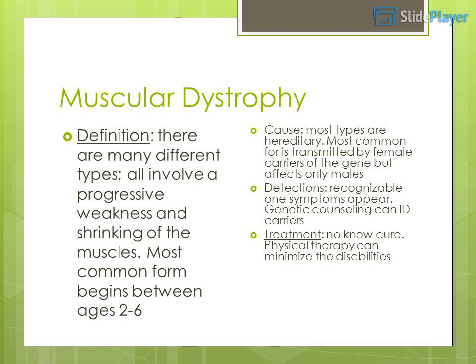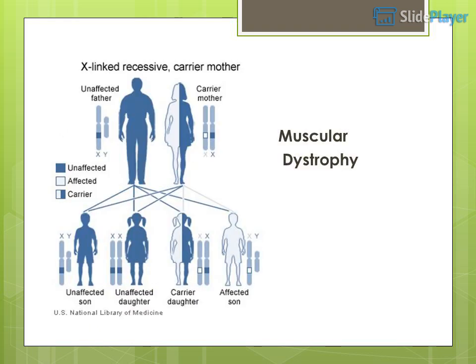Detections: recognizable once symptoms appear. Genetic counseling can identify carriers. Treatment: no cure. Physical therapy can minimize the disabilities. Muscular dystrophy.